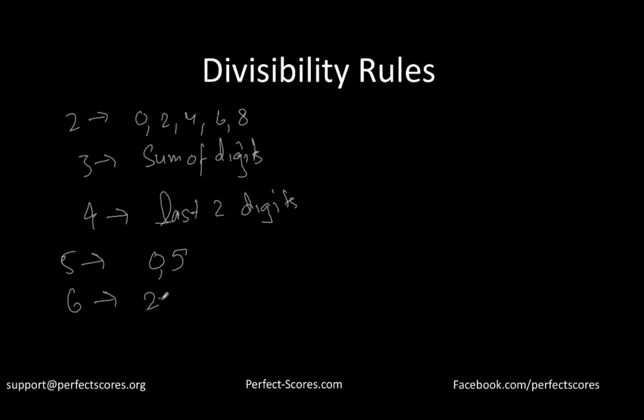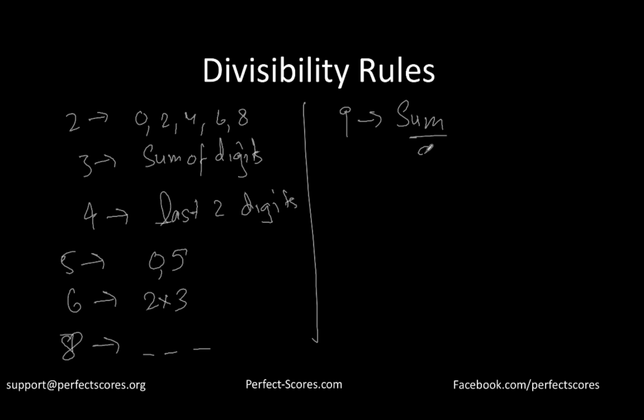The rule of 6 says that it should follow the rule of 2 and the rule of 3. And the rule of 8 says that the last 3 digits should be divisible by 8. And the rule of 9 says that the sum of digits should be divisible by 9. So this is what we call the divisibility rules. That will actually help you in simplifying fractions, to know whether this number is divisible by that number or not. Especially in the non-calculator section, this would be extremely useful for you guys.